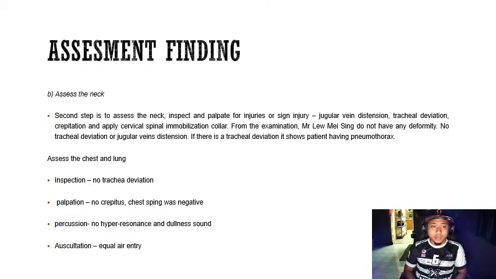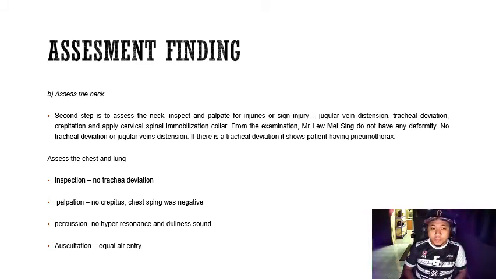Okay, number two is to assess the neck. The second step is to assess the neck: inspect and palpate for injury or signs of injury, jugular vein distension, tracheal deviation, crepitation, and apply a cervical spinal immobilization collar. This patient, Mr. Liu Mensing, does not have any deformity, no tracheal deviation or jugular vein distension. If there is tracheal deviation, it can show the patient having pneumothorax, hemothorax, pneumohemothorax, or other life-threatening trauma.